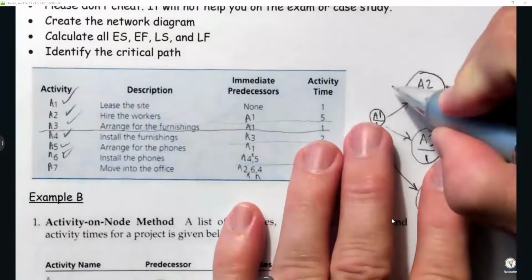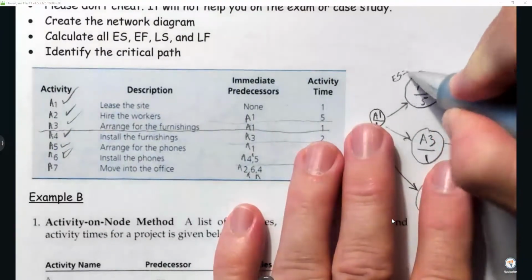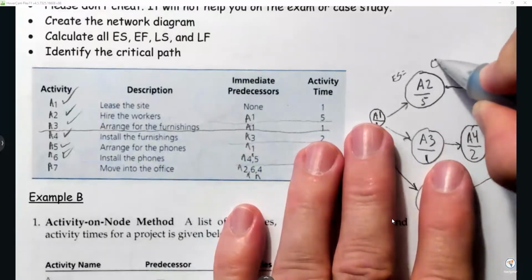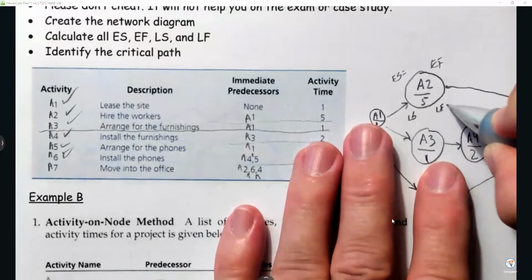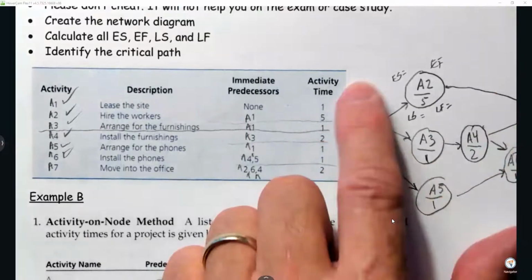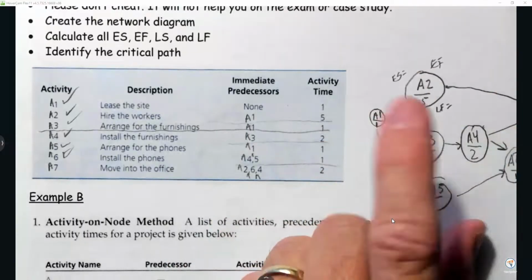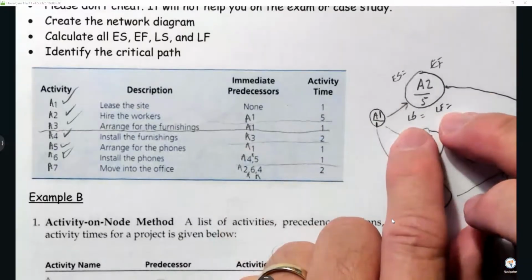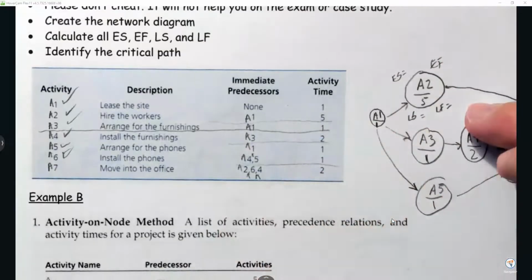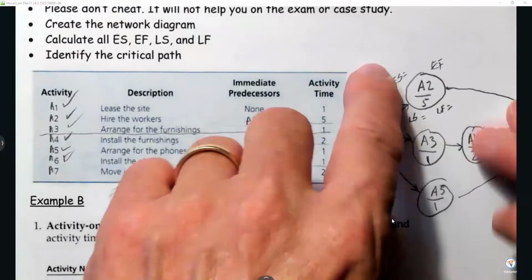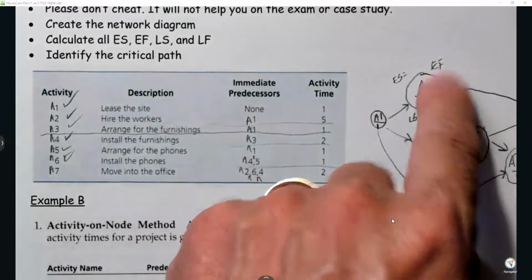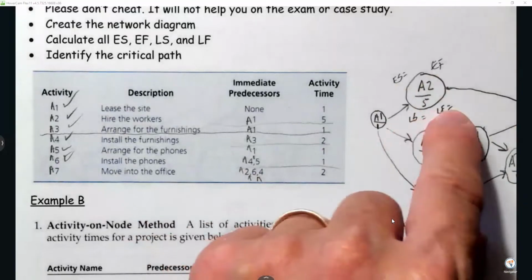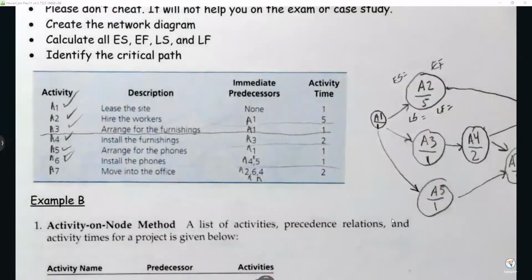Remember I used to go ES is equal to something, and EF is equal to something, and LS is equal to something, and LF is equal to something. Remember that when we did that on the first example? Well, that's just a lot of extra writing, and it makes it hard to keep up with things. So I just know in this corner I put my ES's, this corner I put my EF's, this corner I put my LS's, and this corner I put my LF's. That's all I'm doing.